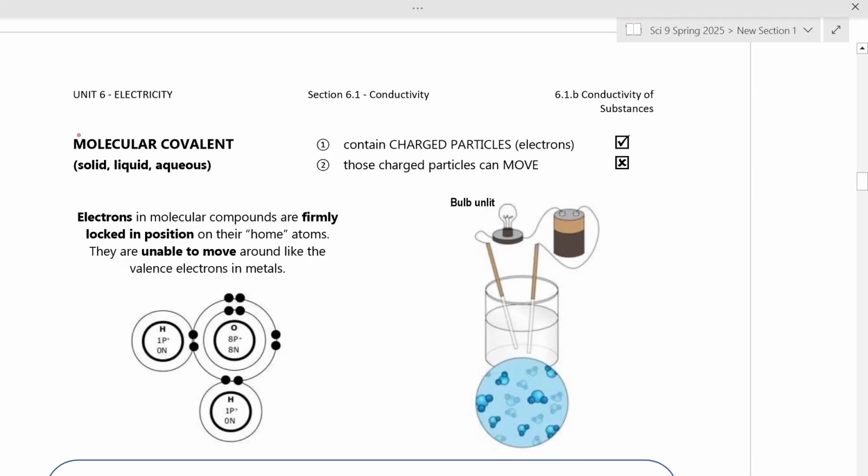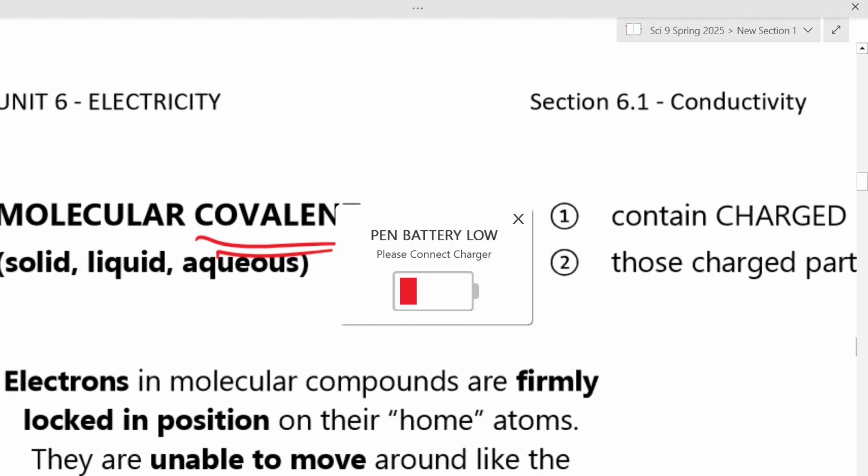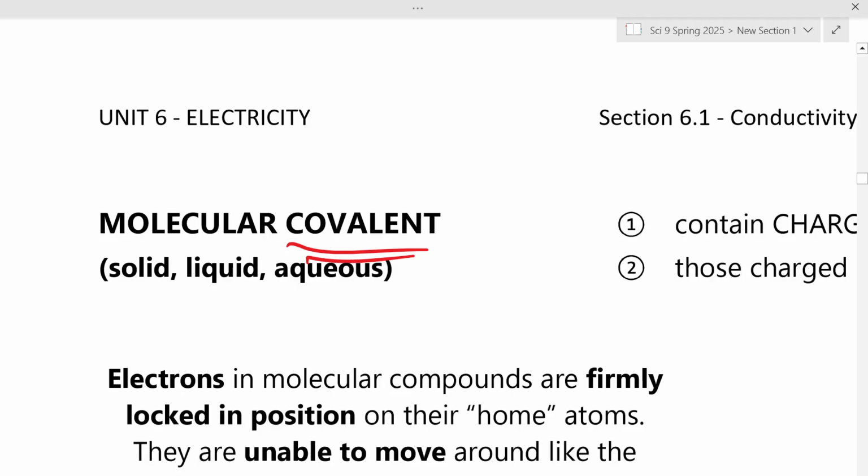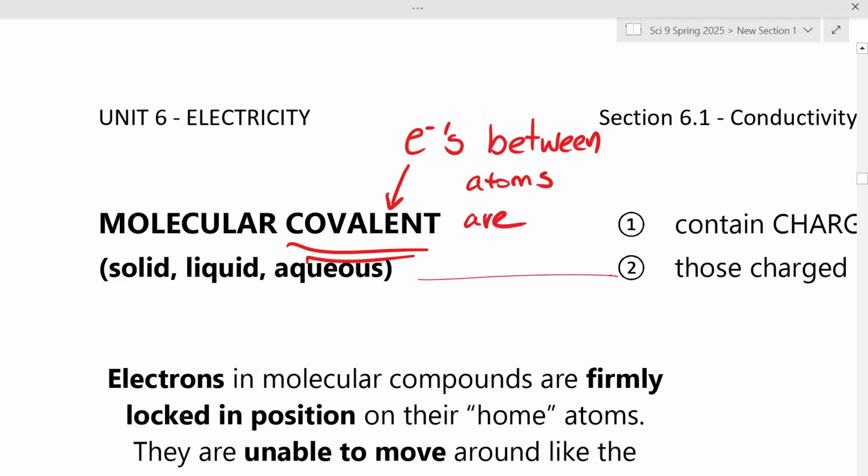So if we have a molecular covalent substance, when things are covalent, what happens with the electrons in a covalent substance? The electrons between the atoms are shared.